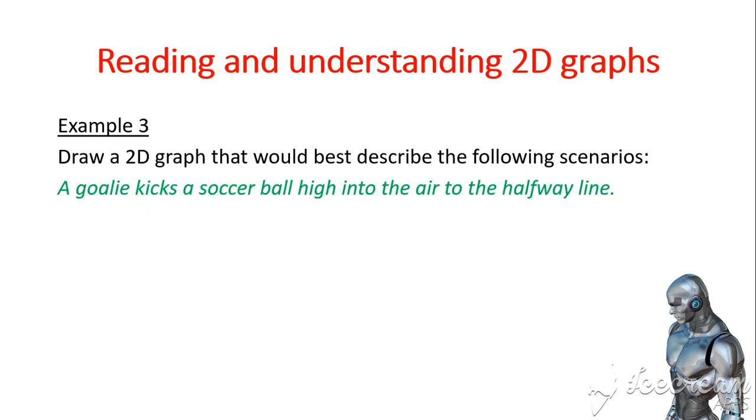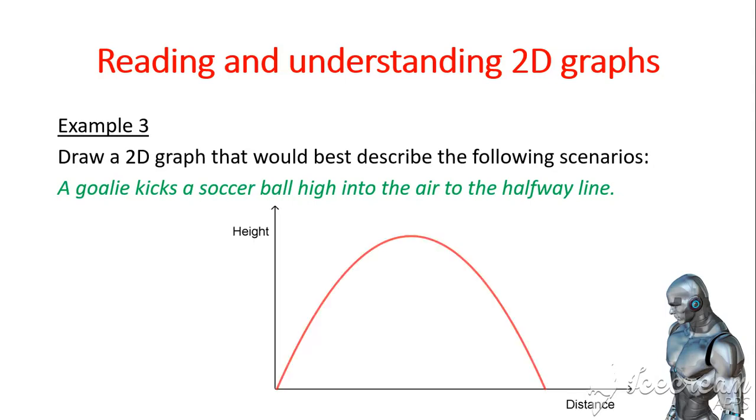All right, we're into example 3, and what we're going to do now is just draw a couple of graphs that represent some scenarios. So here's the first scenario. A goalie kicks a soccer ball high into the air to the halfway line. So all we need to do is draw distance along the x-axis and height along the y, and you can see that the ball starts at the origin. That's where the goalie is, and he kicks it up to its highest point, and then it comes back down and lands at the halfway line.